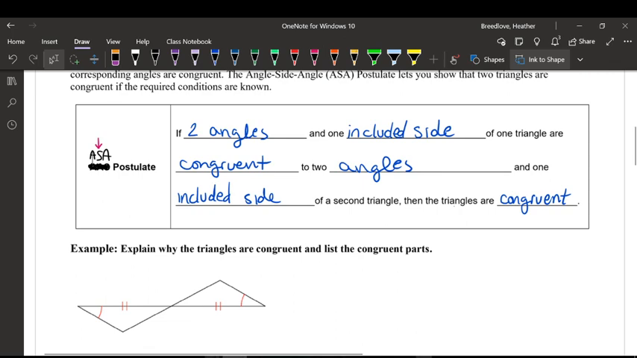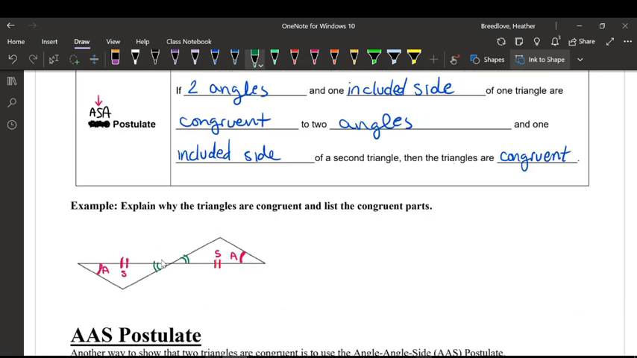Okay, so here's the example. You can see that we have an angle marked right here with an A. The same angle is marked in the other triangle, so I'm going to mark it with an A. I have two lines, so that's a side. Two lines, so that's a side. And that's all that is here, but I also know that vertical angles are congruent, and these are vertical angles. So I know they're congruent, so that gives me another A.